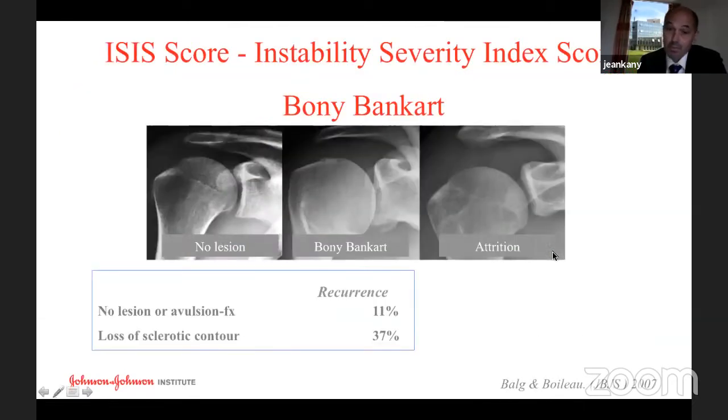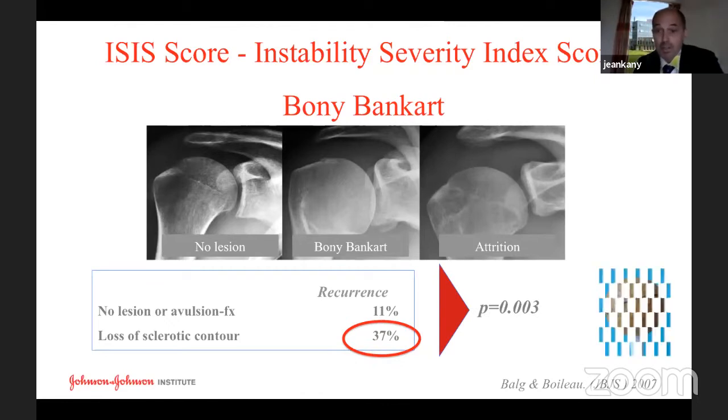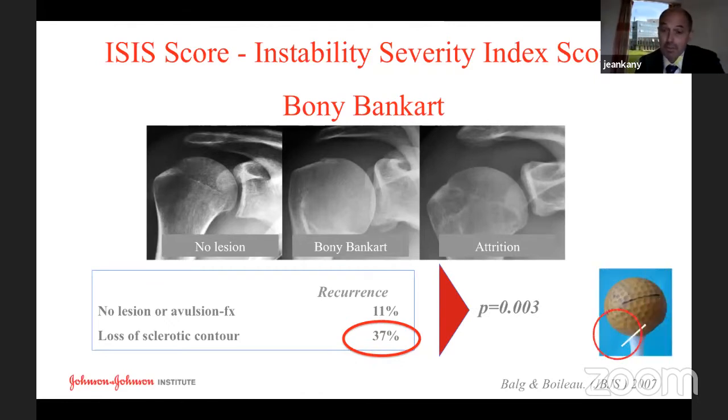And of course, you know, this is the ISIS score, and when you have a glenoid bone loss, you have a very high risk of dislocation after an isolated Bankart. It's very easy to understand. If you play golf, I do not play a lot of golf, but if you play golf, you know that if you have a glenoid lesion here, your ball cannot be stable and slides. And even if you try to repair something here, if there is a bone loss, it cannot work very well.